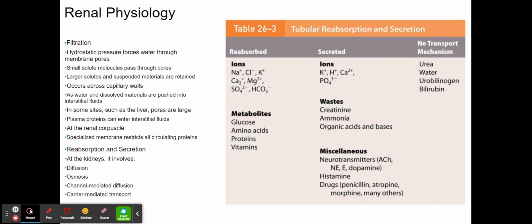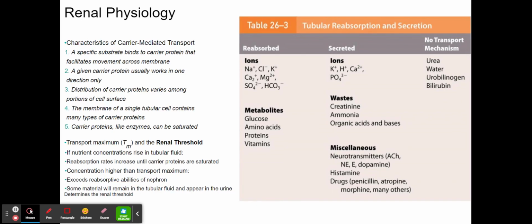The processes of reabsorption and secretion by the kidneys involve a combination of diffusion, osmosis, channel-mediated diffusion, and carrier-mediated transport. We've considered diffusion and osmosis in several other modules, so it should be a relatively ingrained concept at this point. But here, we'll briefly review carrier-mediated transport mechanisms. In previous modules, we've also looked at 4 major types of carrier-mediated transport.